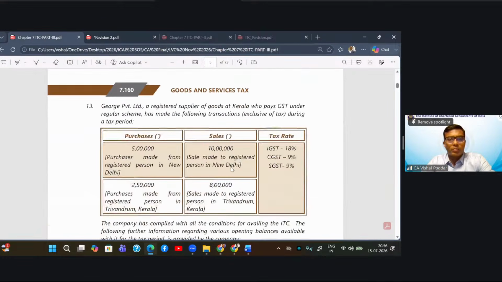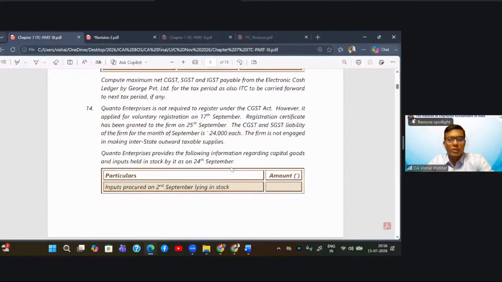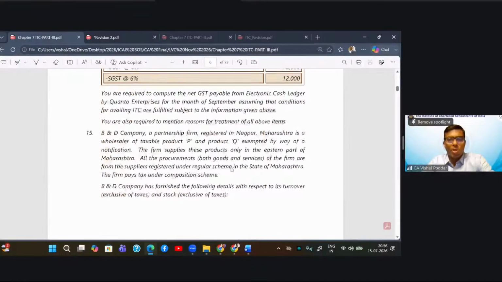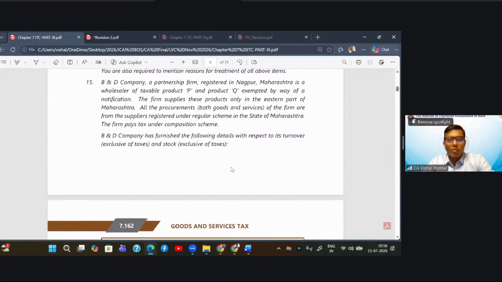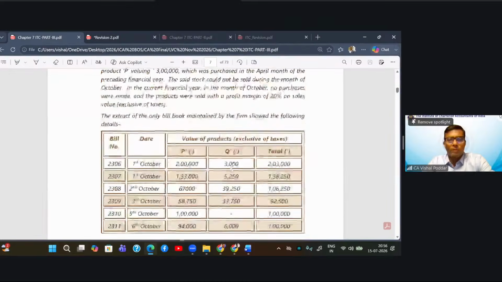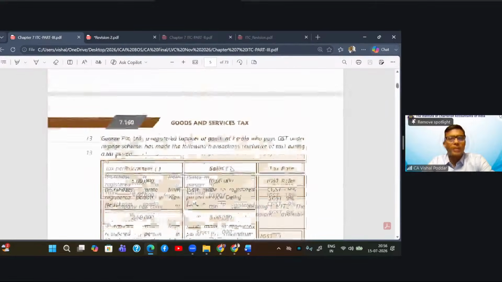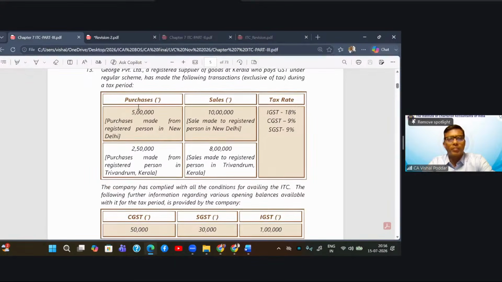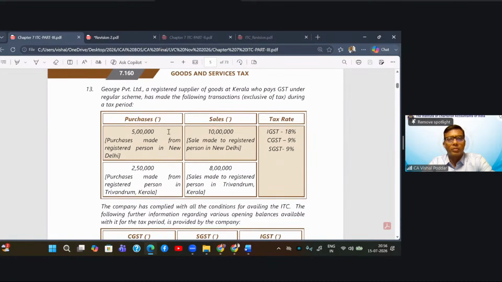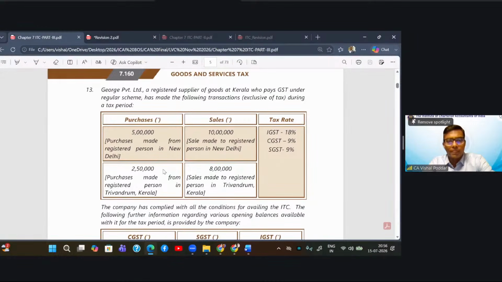I can take up one more question, I suppose. Which one should I take up? Which can be completed? So at least let's see 13th sum. So what is 13 dealing with? George Private Limited, a registered supplier of goods at Kerala, who pays GST under the regular scheme, has made the following transactions, exclusive of tax, during the period. Purchase 5 lakhs, purchase made from a registered person in New Delhi. Okay, so we are in Kerala, so this will be IGST.